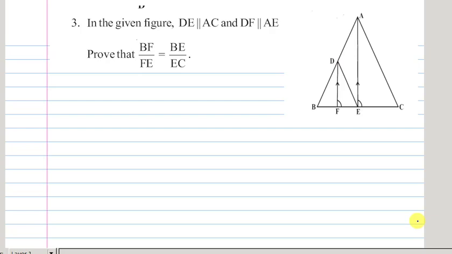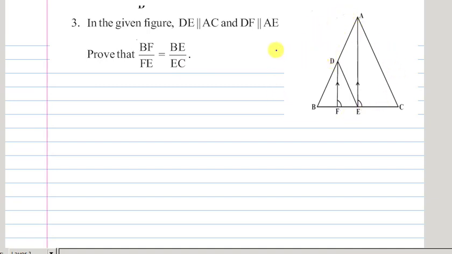So the third problem of exercise 8.1. In the given figure, DE is parallel to AC and DF is parallel to AE. Then prove that BF by FE is equal to BE by EC. Firstly, you should understand the diagram properly.